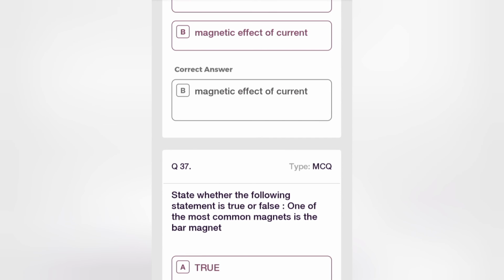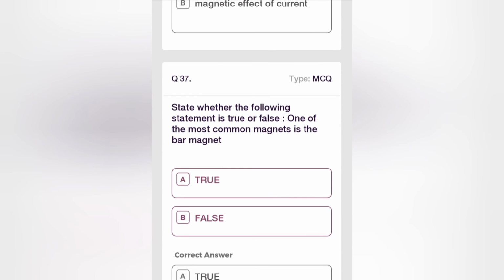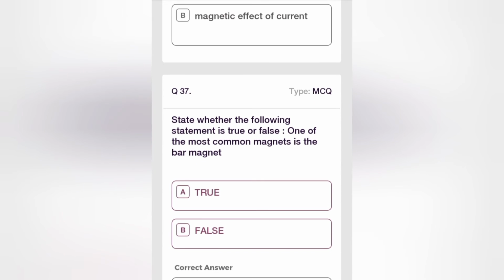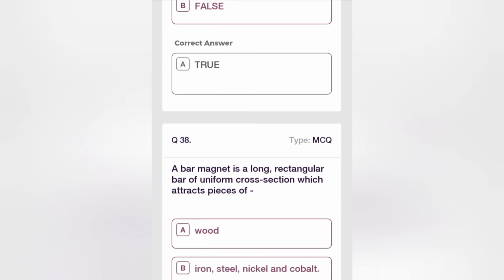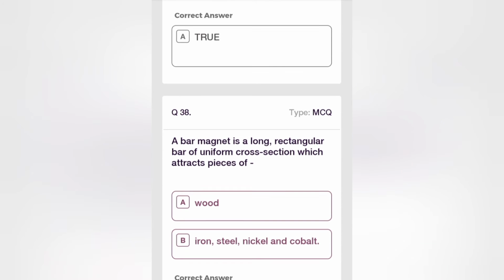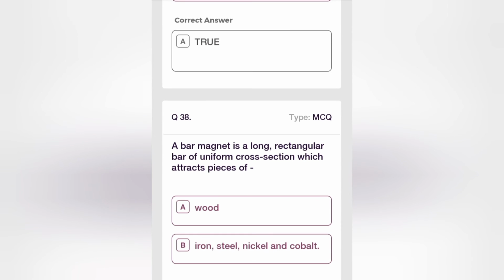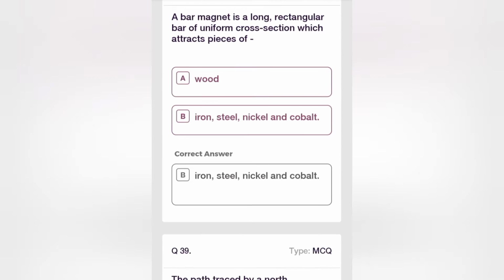So option B. State whether the following statement is true or false. One of the most common magnets is the bar magnet. That's right, the common magnet is the bar magnet. True. A bar magnet is a long rectangular bar of uniform cross section which attracts pieces of iron, steel, nickel and cobalt. It doesn't attract earth. Option B is the correct answer.